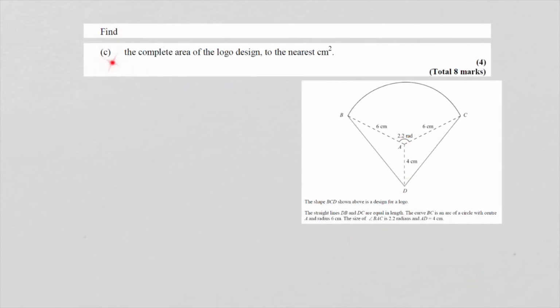Find the complete area of the logo design to the nearest centimeter squared. Area of the logo, so we know the area of the sector here, we just found that. That's 39.6. We need to find the area of this triangle, and because this triangle is the same as that triangle, we times it by 2, then we add it to the area of the sector here.